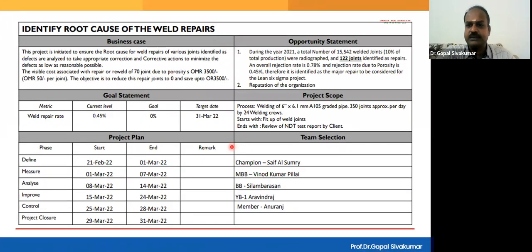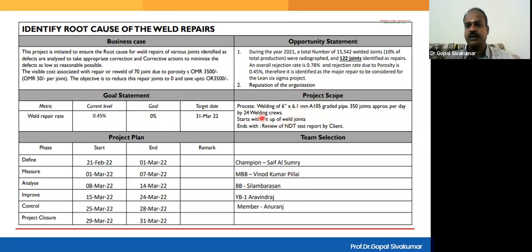And see here, there is a specific project charter template. You can see the business case is written here. Here the business case is reducing the weld repair, and thereby we can achieve a saving of 3,500 OMR. And similarly, the problem statement is out of 15,542 weld joints inspected, 122 joints were found to have some defects, right? And similarly, the goal is set, the current rejection rate of 0.45, and it is set to an ambitious goal of 0%. And then the project is scoped a specific grade of pipe, the specific type of welding process is considered in this project.